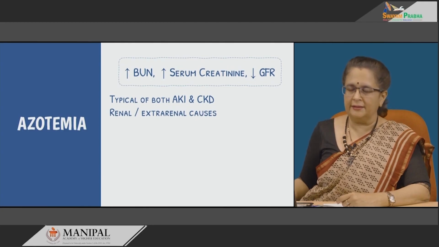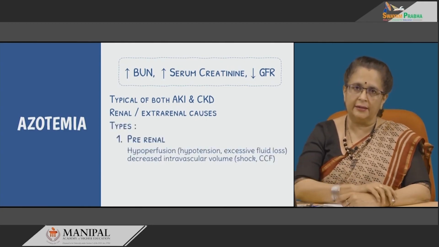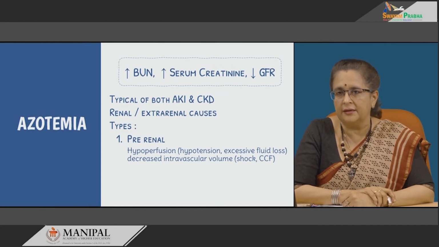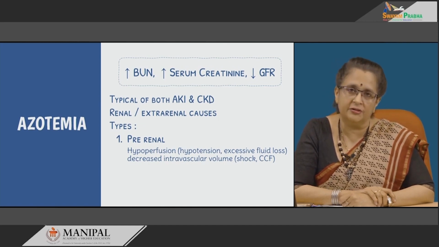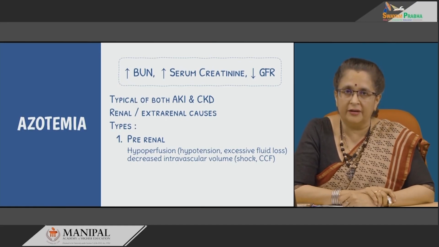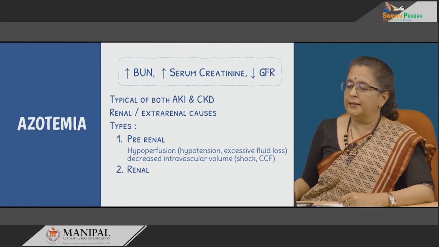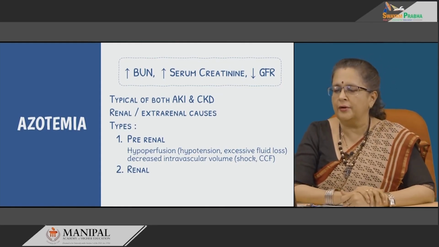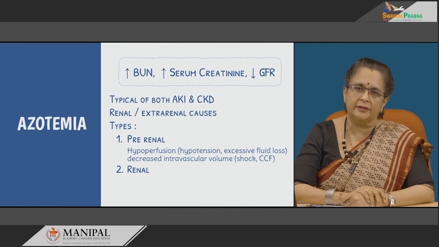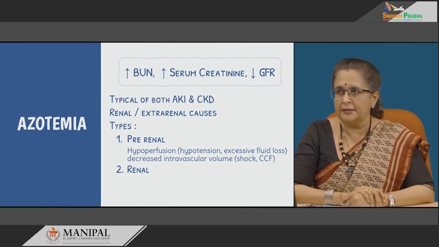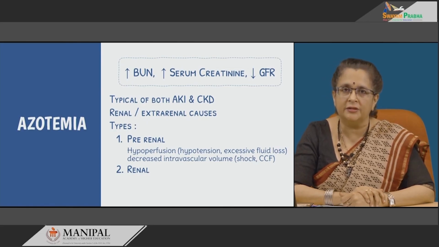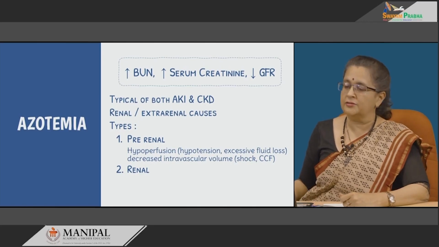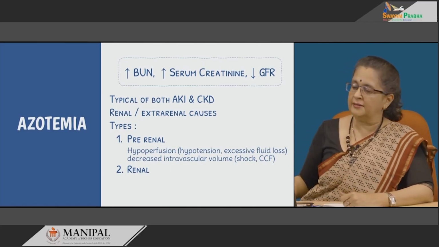It has renal and extrarenal causes. So, the types are pre-renal, mostly vascular in nature, and that could be due to hypoperfusion, that is hypotension, as well as excessive fluid loss, or decreased intravascular volume as you see in shock, then congestive cardiac failure, cirrhosis, etc. Renal causes are several. The most important of these is when it proceeds directly to acute kidney injury. For example, in say acute tubular interstitial nephritis it could be, or it could be even acute tubular injury, and some other glomerular causes also like rapidly progressive glomerulonephritis when there are crescents.